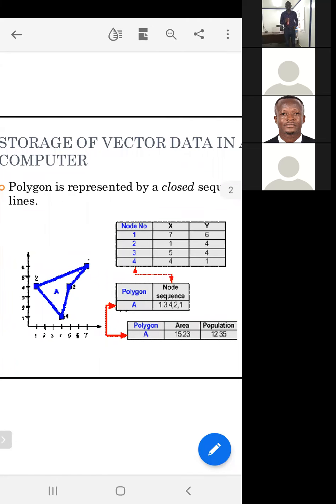Now, when you look at it, the polygon is also made up of a sequence of nodes. In this particular example, polygon A is made up of nodes 1, 3, 4, 2, and 1. And then the small tables down there have the attributes. So the whole idea of putting data into tables is that they can be joined. Put it in your mind.